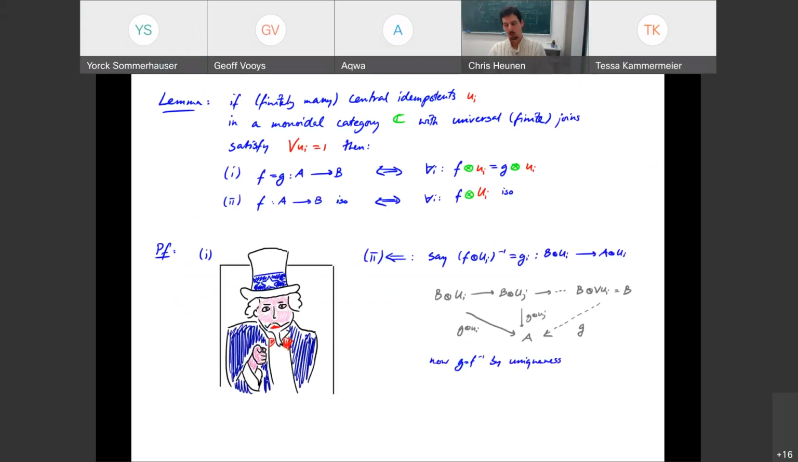Why do I think about these kinds of things as extra nice? Because I can sort of paste things together using central idempotence. I can derive something about two morphisms, for example, as in this lemma that we'll talk about in a minute. I can reduce a property of morphisms to a property of that morphism restricted to a central idempotence.